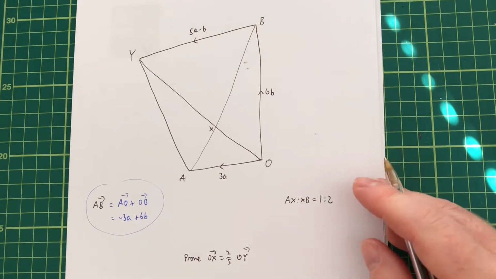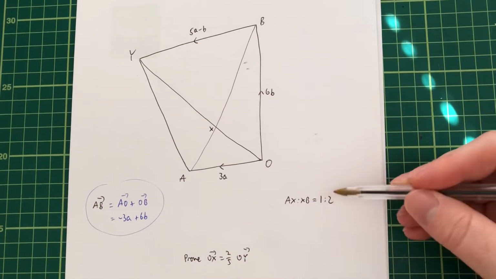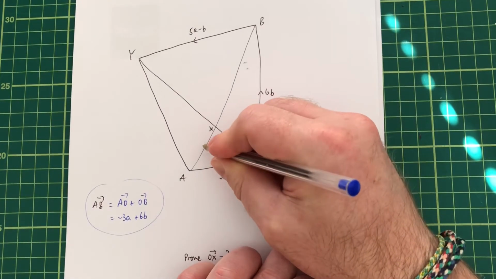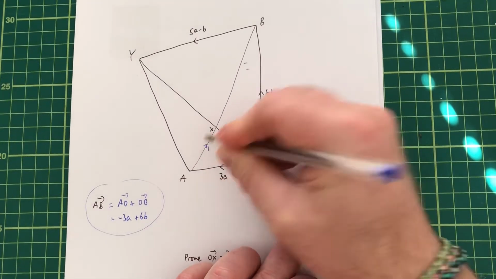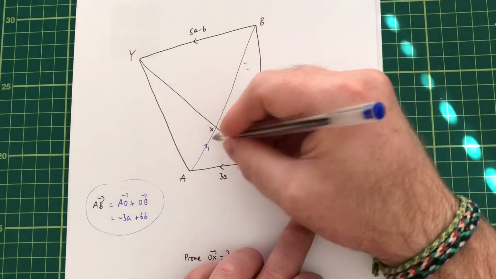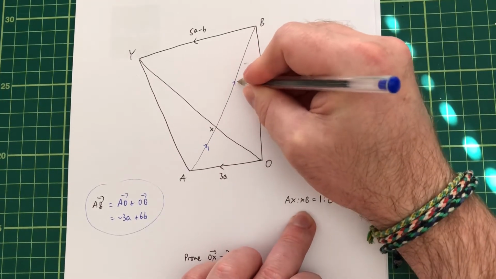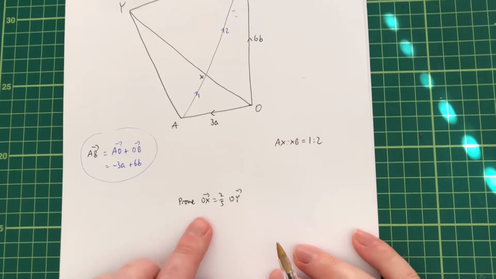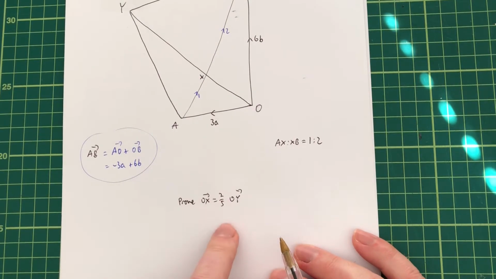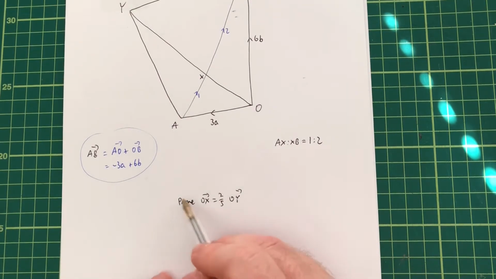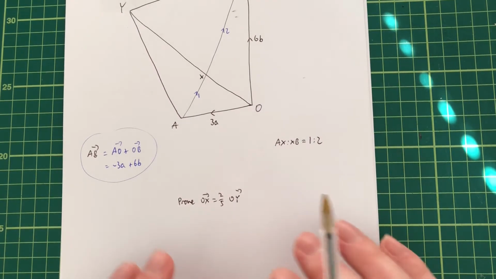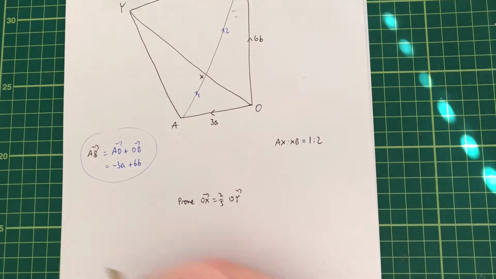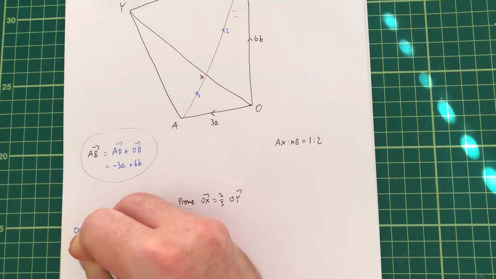Then they give us some more information. They tell us that AX to XB is 1 to 2. So A to X is unit 1. I'm going to put a little arrow here. And X to B is unit 2. Then they're saying, prove OX equals 2/5 of OY. So at this point, we don't worry about the proof. All we're going to do is look at what is OX and what is OY, and then we'll put it together. So over here, I'm going to have OX.